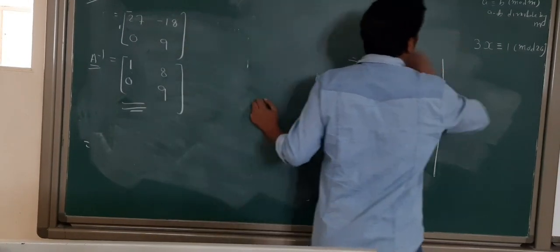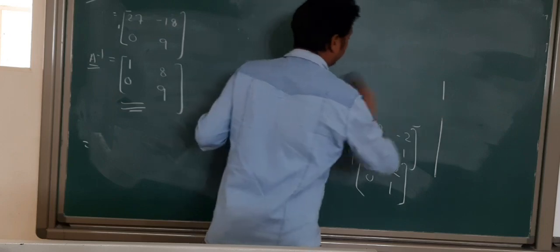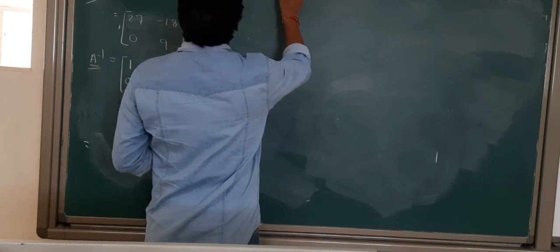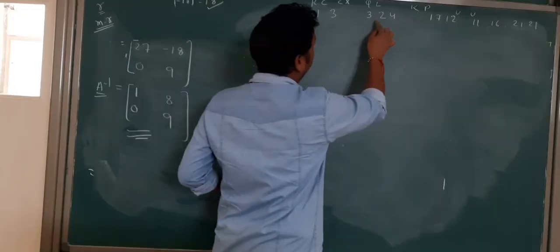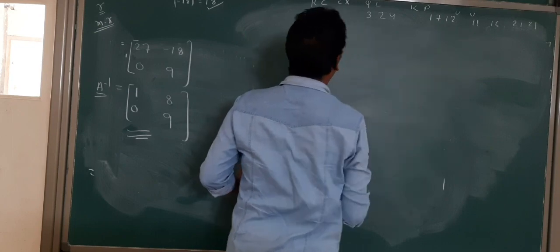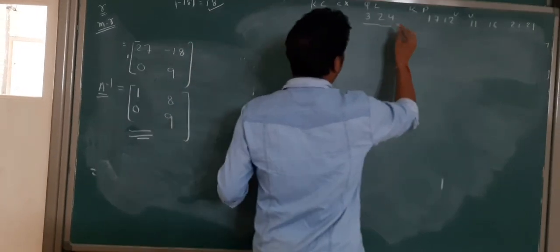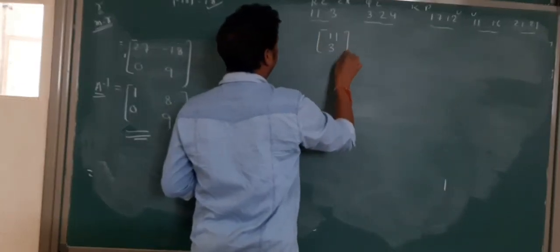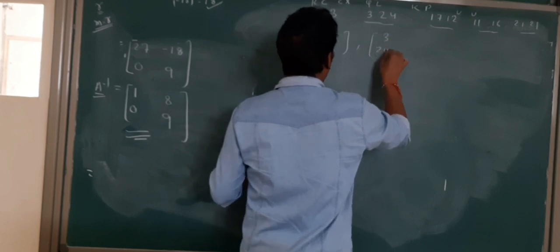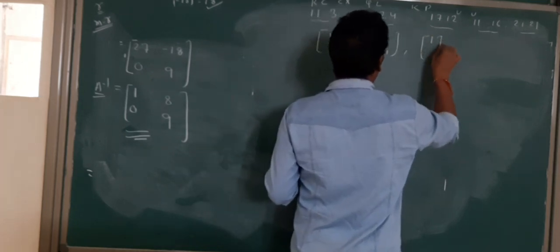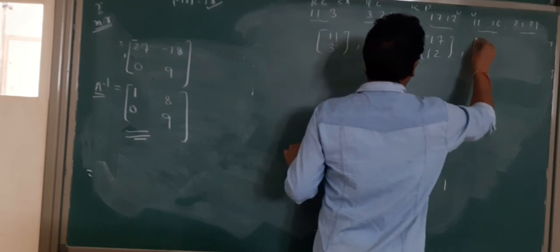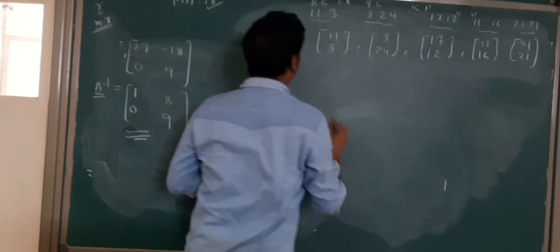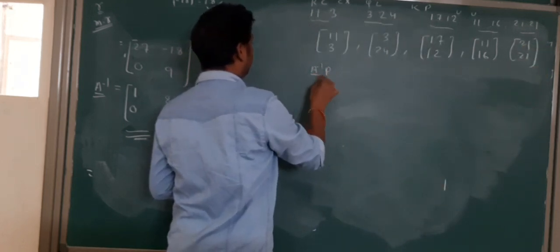So once you got the matrix, the letters you already have. What letters do we have? 11, 3, 3, 24, 17, 12, 11, 16, 21, 21. So again you make the pairs. This is one pair, this is one pair. So what are the pairs we have? 11, 3; 3, 24; 17, 12; 11, 16; 21, 21.